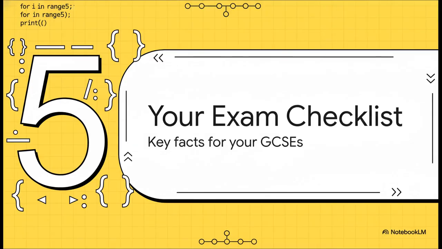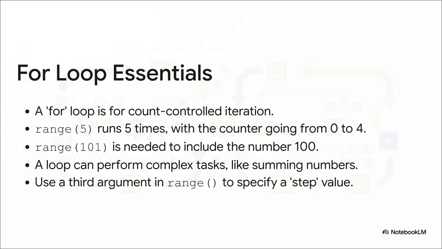Okay, deep breath. That was a lot. Let's boil it all down into the absolute must-know facts for your exam. This is your final revision checklist. Let's run through these. First, a for loop is for count-controlled iteration. That's its main job. Second, range(5) runs 5 times and the counter goes from 0 to 4. Crucial.